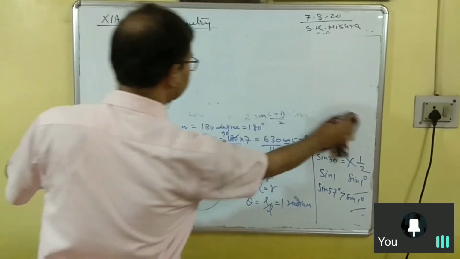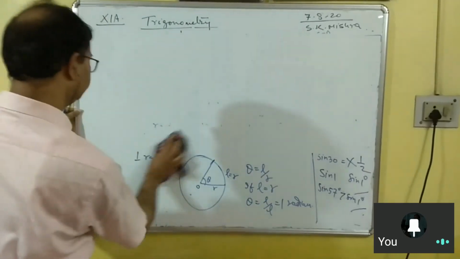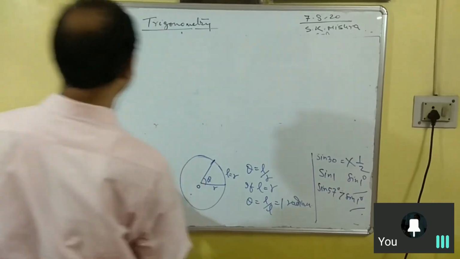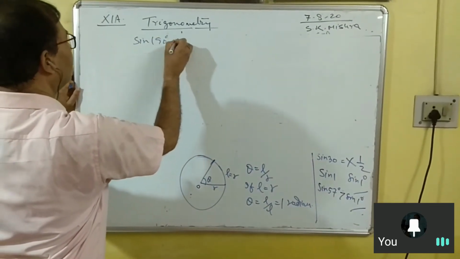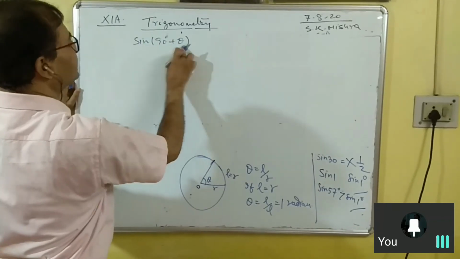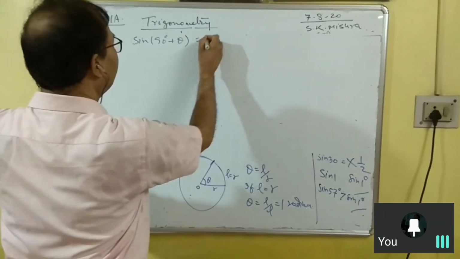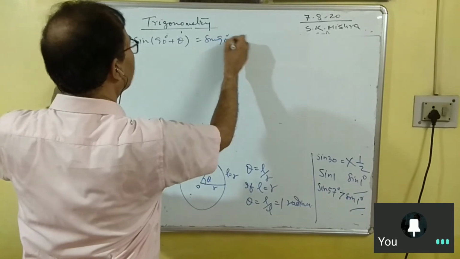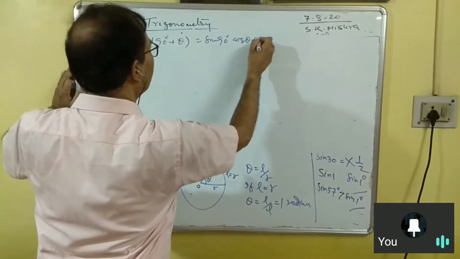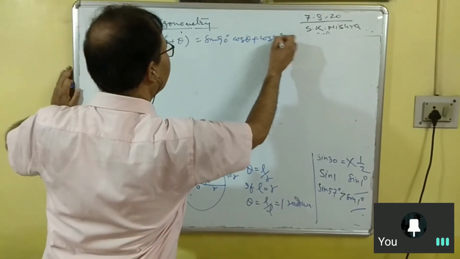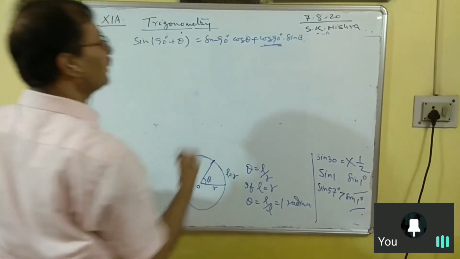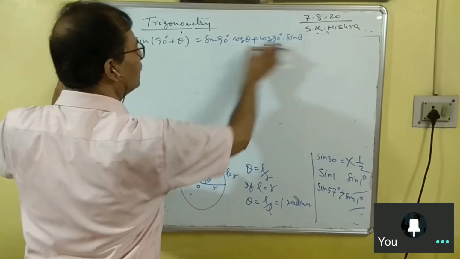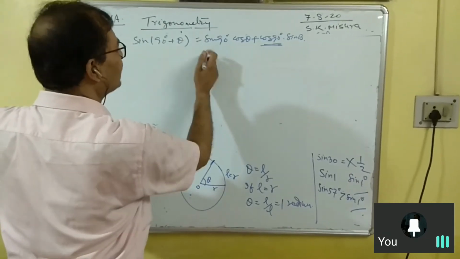Now, if someone doesn't know what is sin 90 plus theta, but he knows what is sin A plus B, this is sin A cos B plus cos A sin B. Cos 90 degree is 0, so this part becomes 0. Sin 90 degree is 1. So this is cos theta only.